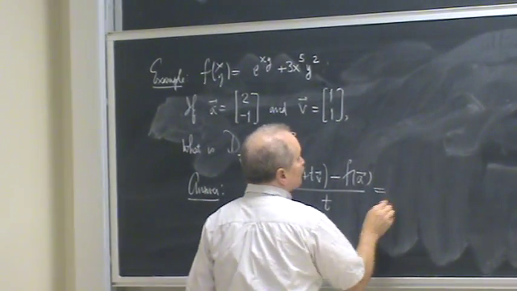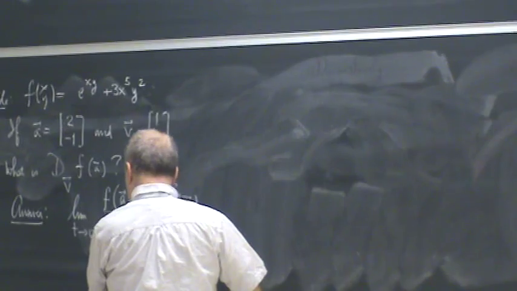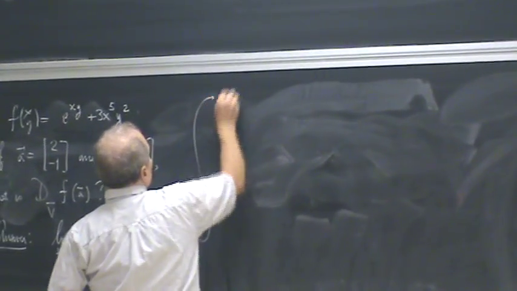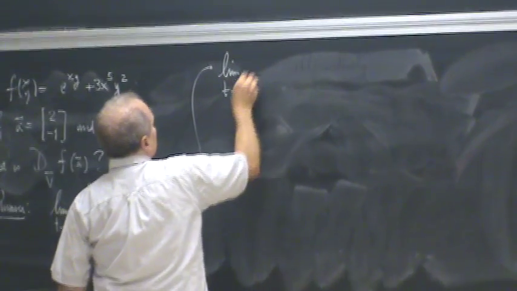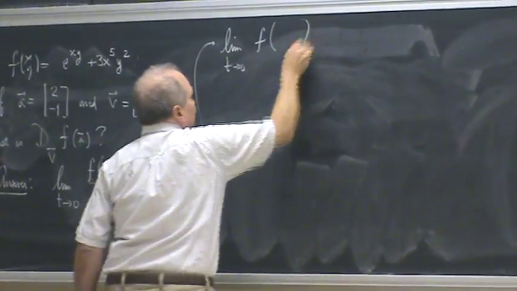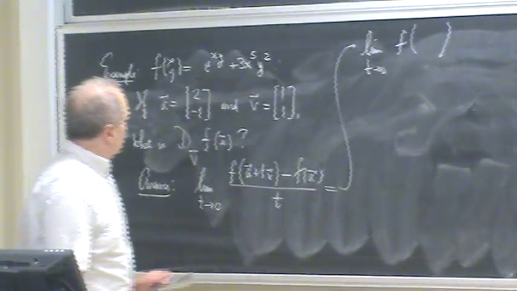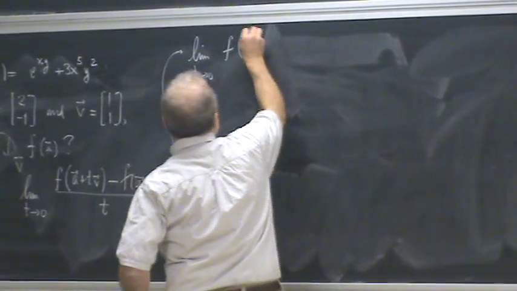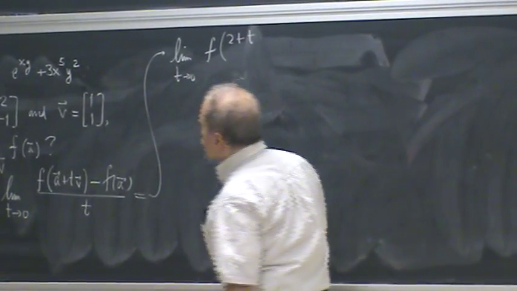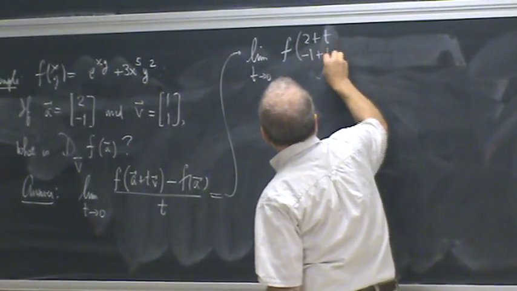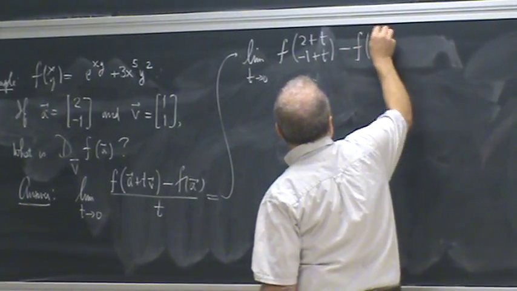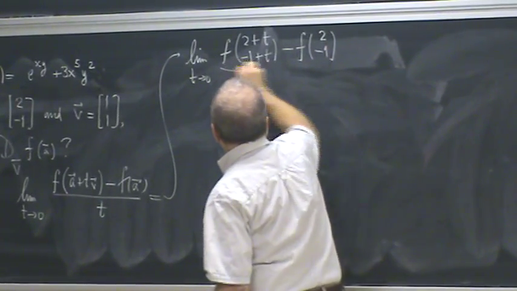So let's plug that in. I'll come up to the top of the board. f at what point? 2 plus t, and then -1. Minus f of 2, -1, all over t.